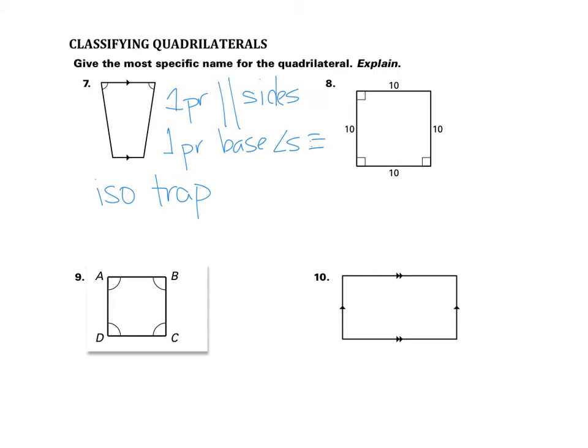What do we have here? We have 4 congruent sides, and we would have 4 right angles. We could very easily know that that 4th angle is a right angle. So this is a square.